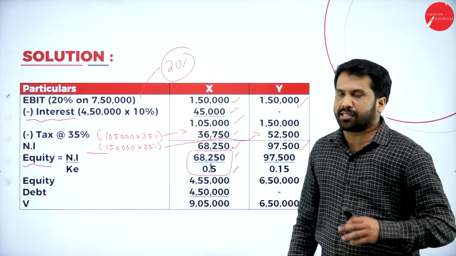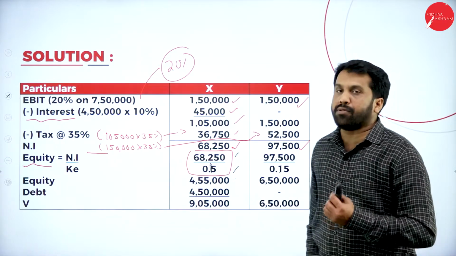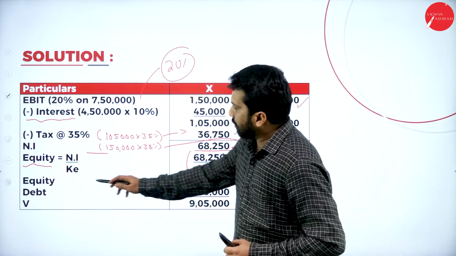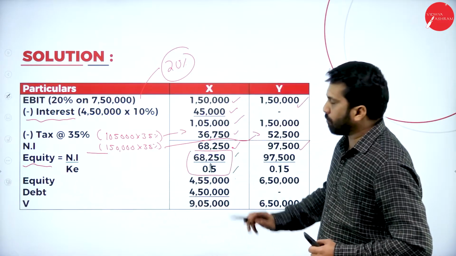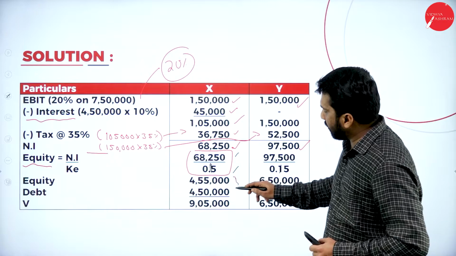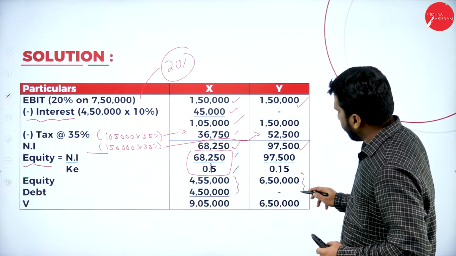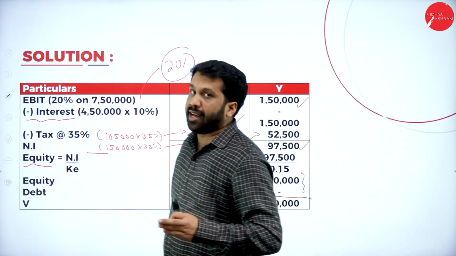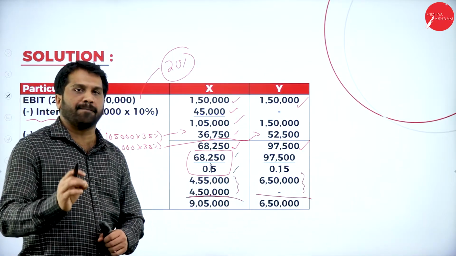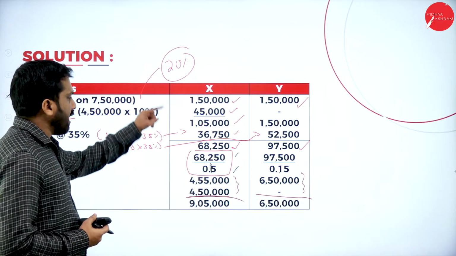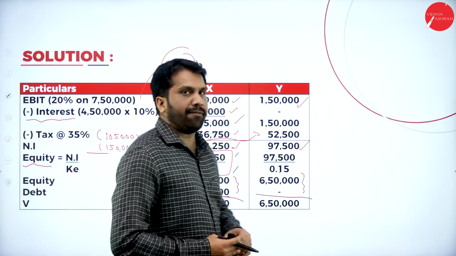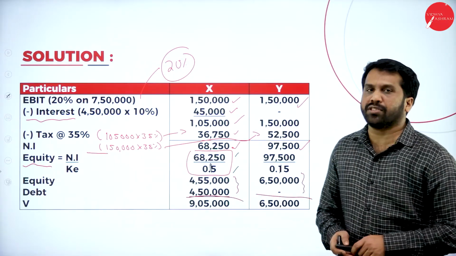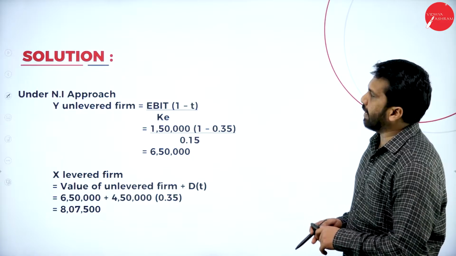4,55,000 is your answer. If you want to find out your value under the NI approach, what are we supposed to do? This plus debenture, you will get the value. For the first one, we have debenture. For the second one, we don't have debenture. Your value is 6,50,000. Your value is 9,05,000. Hope you are clear. Yes, 9,05,000 as per X and 6,50,000 as per Y. So we're done with your NI approach actually. So we'll go for the next.